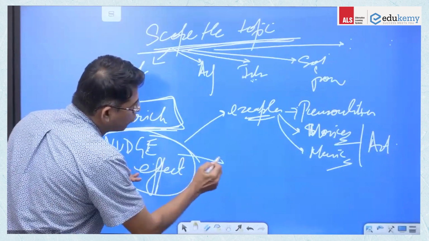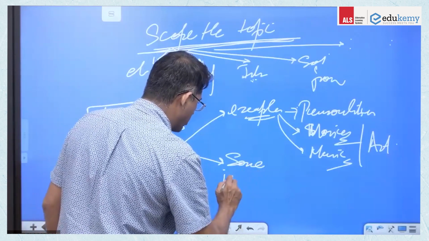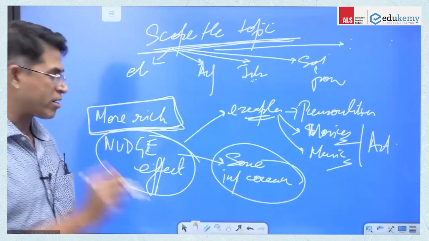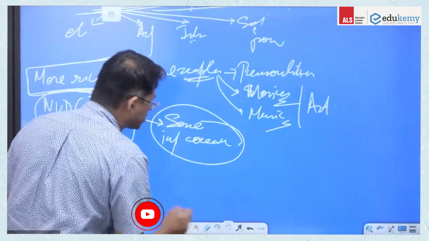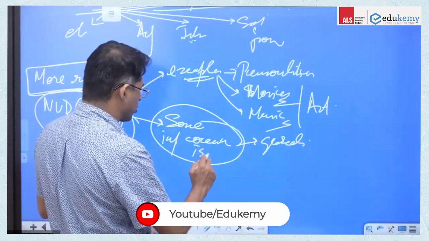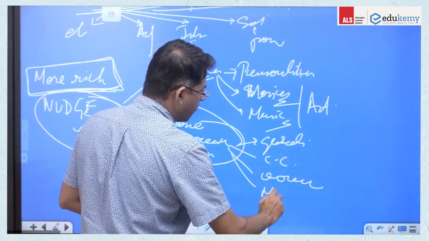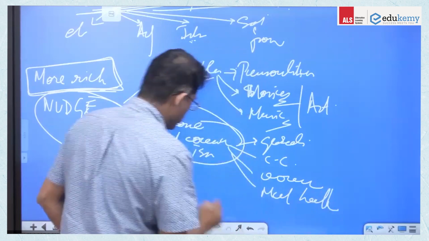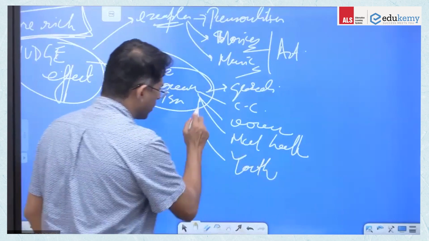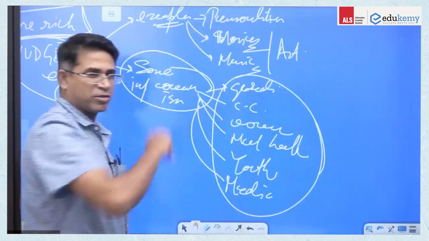The nudge effect can also be if you can relate the issue to some important concern. Relate the topic to some important concern. And I have a list on this. Important concerns like globalization or important issues, write them down. Climate change, it could be women issues, it could be mental health issues. You can relate the topic to the youth in general, talk about media. These are some of the broad themes.